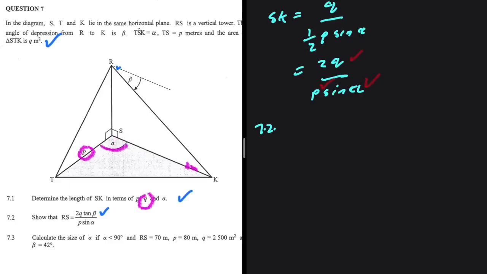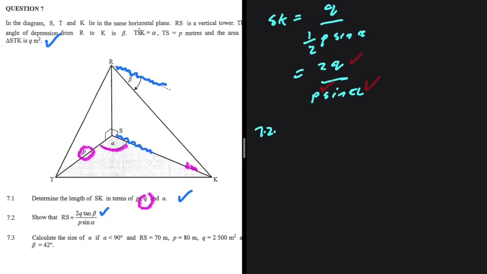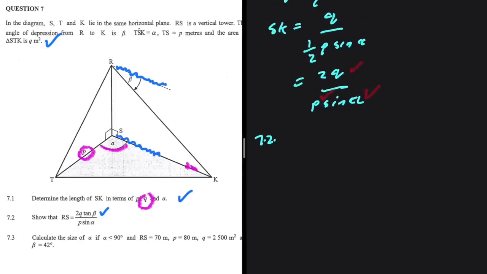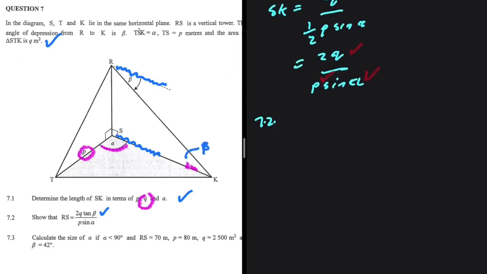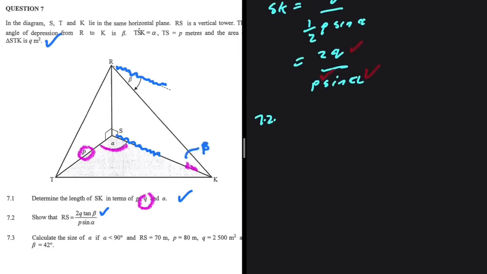This side in dotted lines is parallel to SK. Why are we saying that? Beta is the angle of depression, so this angle right here is beta. We want to find RS in terms of Q, P, alpha, and beta. If you look at triangle RSK, we have a right-angled triangle.